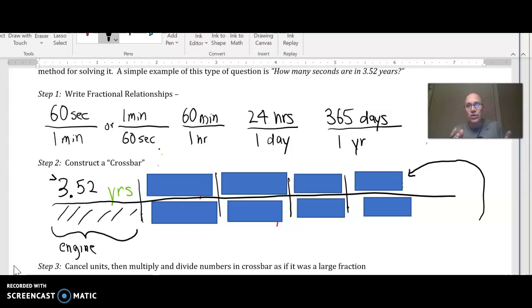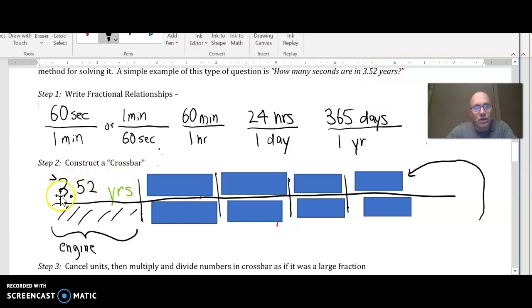Every train starts with an engine, every train ends with a caboose, but you can have different numbers of cars in between. So what every crossbar is going to start off with is what the question provides you with. If you look at the question, how many seconds are in 3.52 years? What information is provided for you in that question? That's the 3.52 years.